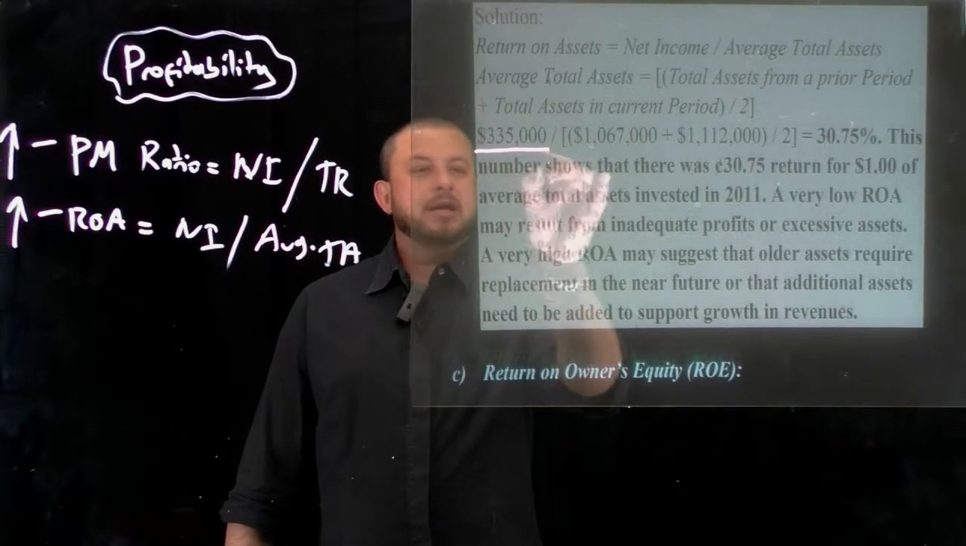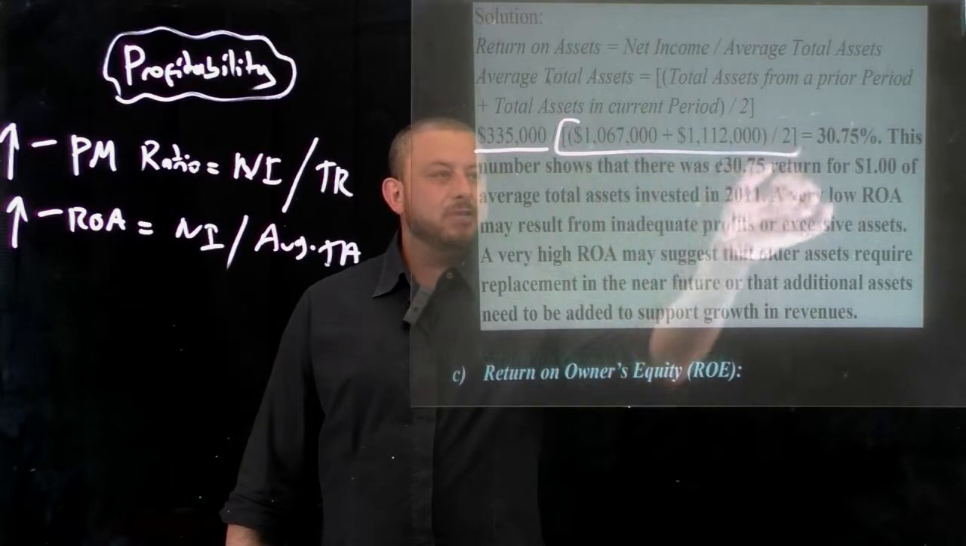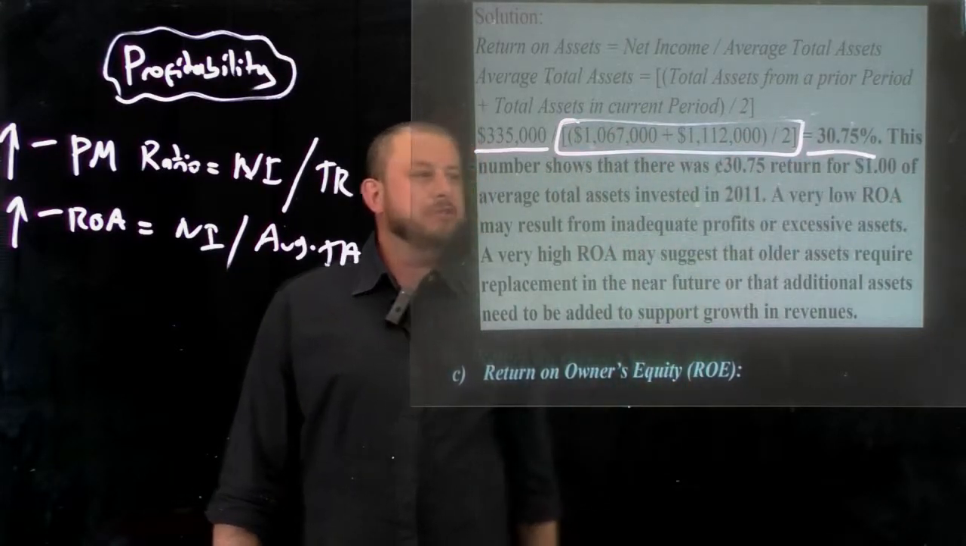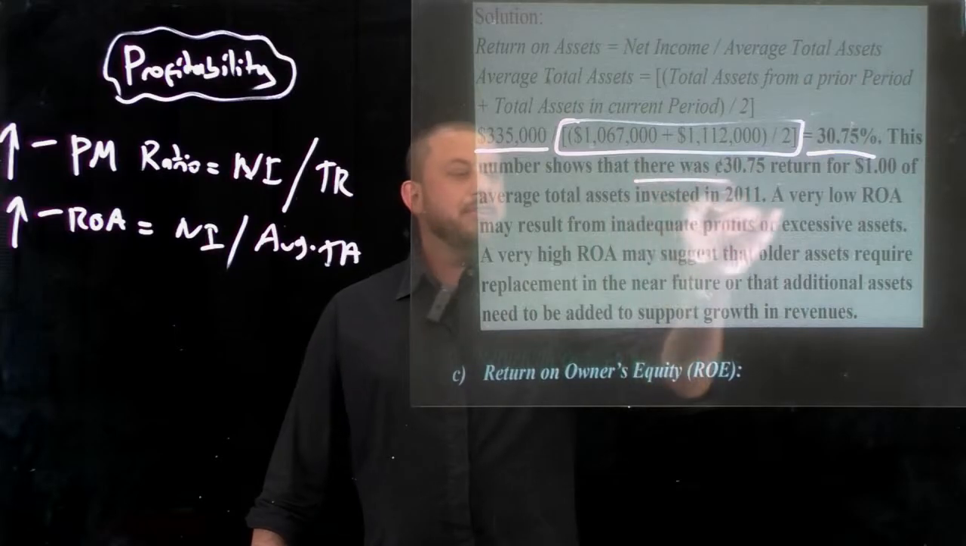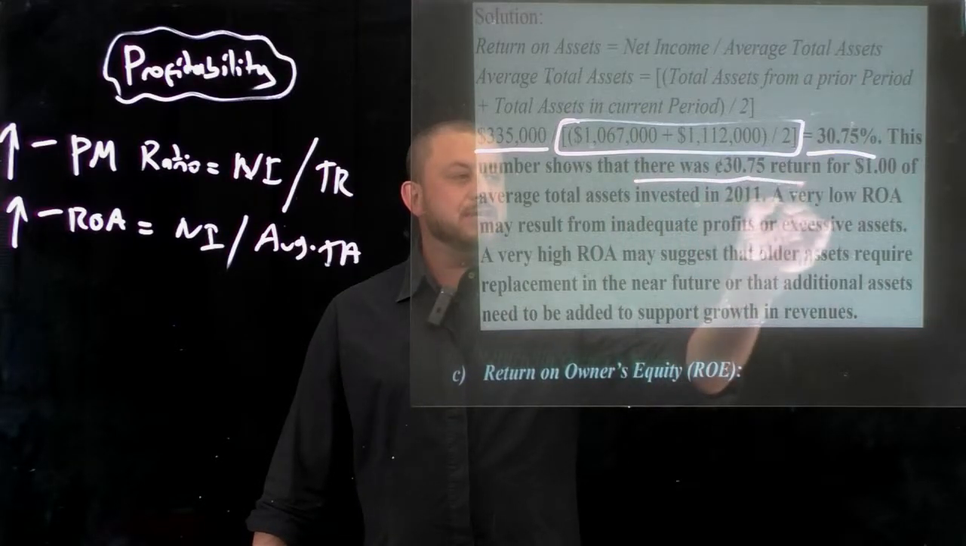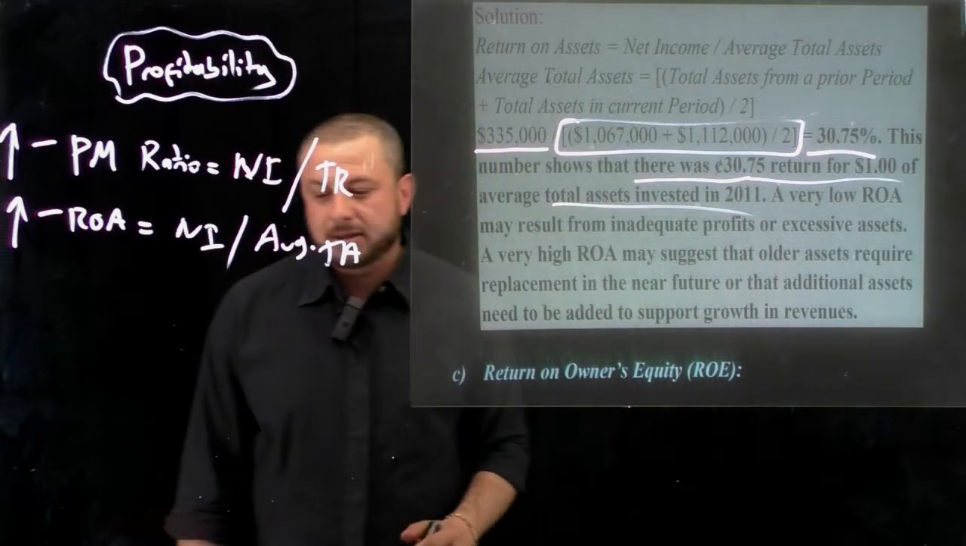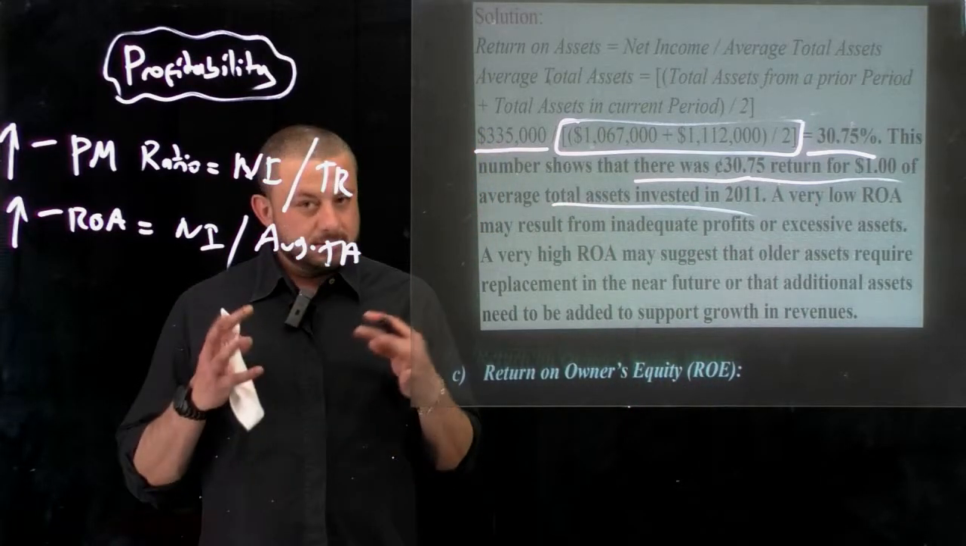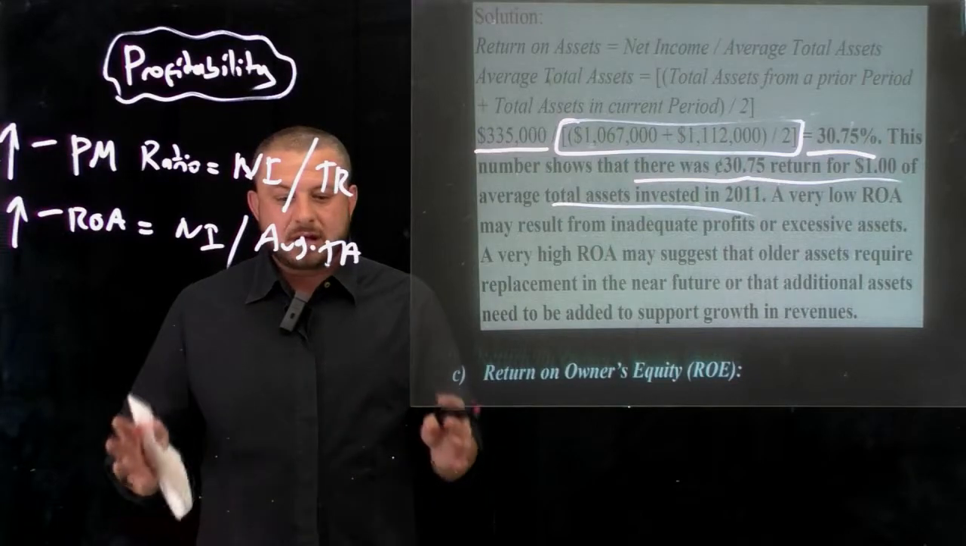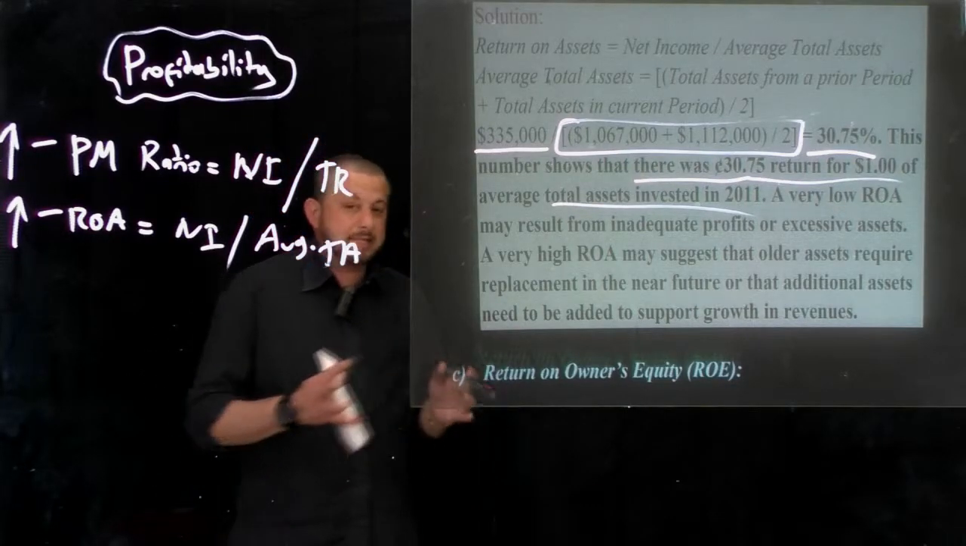This is my net income over here. This is how I take the average, guys. So 30.75%, meaning there was 30.75 cents return for $1 of average total assets invested in 2011. Again, it is a great number because it's positive and high, it's not like 0.006 or something like that.